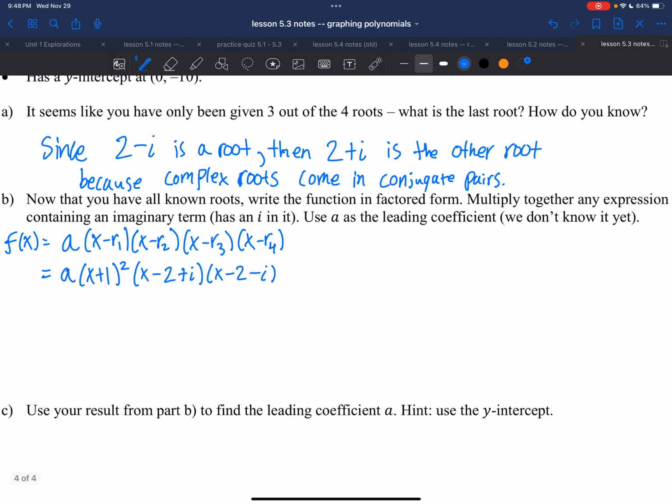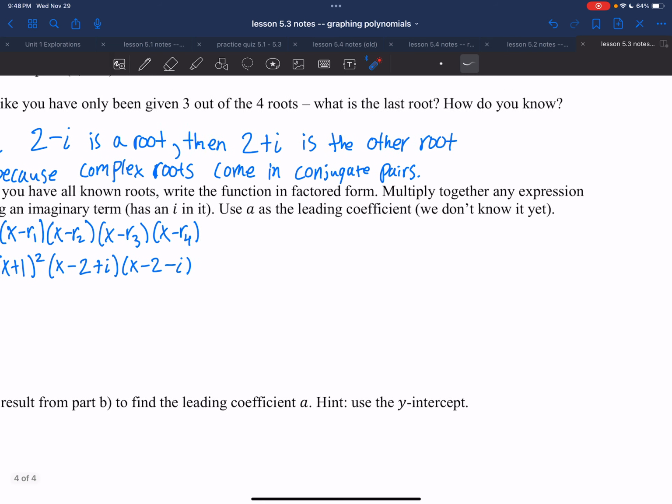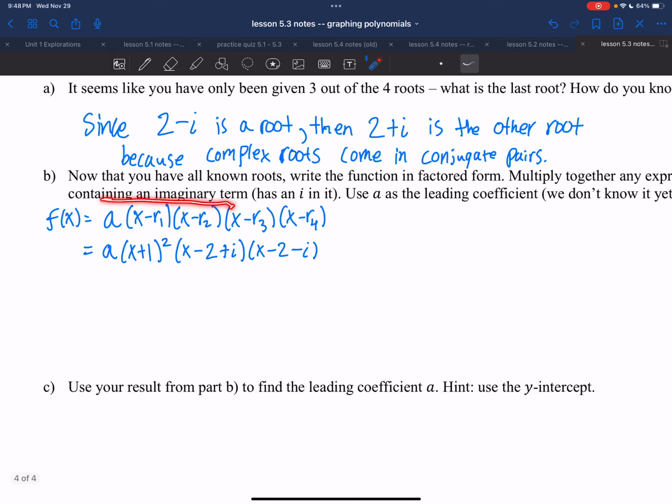Now, you'll notice with the rest of the question, I know I'm moving all over the place, it says to multiply together any expression containing an imaginary term. The reason is, would we really write factored form this way? Not really. It's not typical to leave it like that. Yeah, it tells you all the roots, but it has i's in it, and we really don't want i's with our polynomials. We're going to keep everything real if we can.